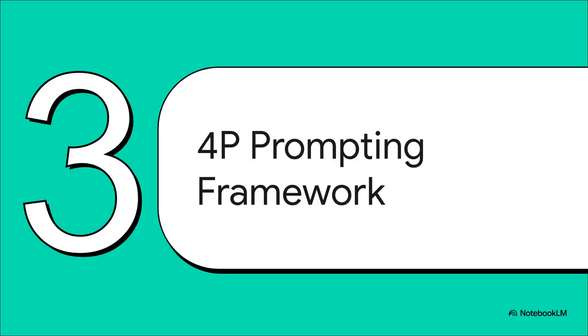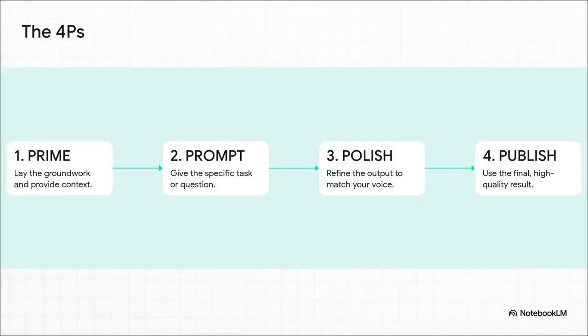All right, section 3, the 4P prompting framework. So once that foundation is set, you need a system for giving clear instructions, right? That's where the 4P prompting framework comes in. It's a simple, super memorable process for every single time you talk to your AI assistant. The 4Ps are prime, prompt, polish, and publish. This is your repeatable recipe for getting exactly what you need every single time. Let's break down what each of these mean.